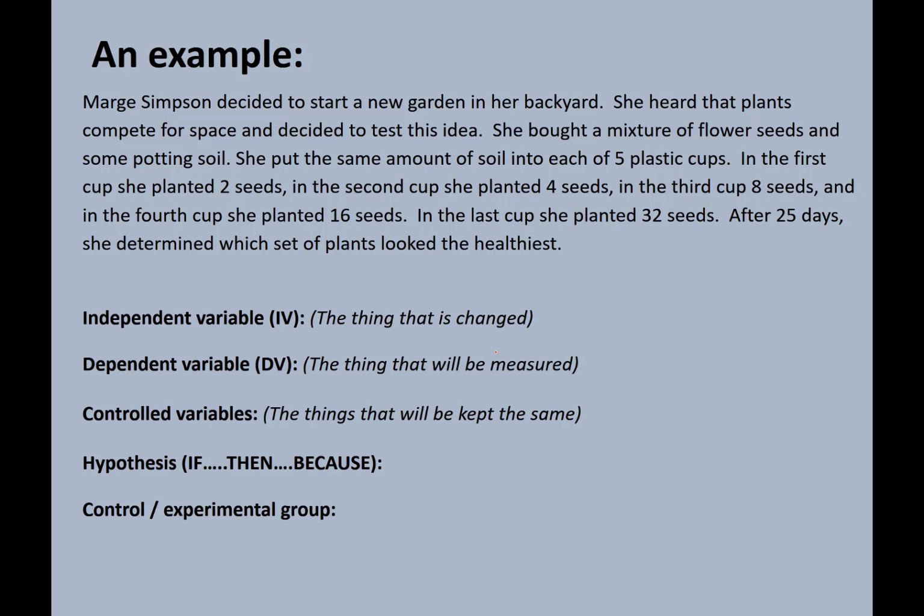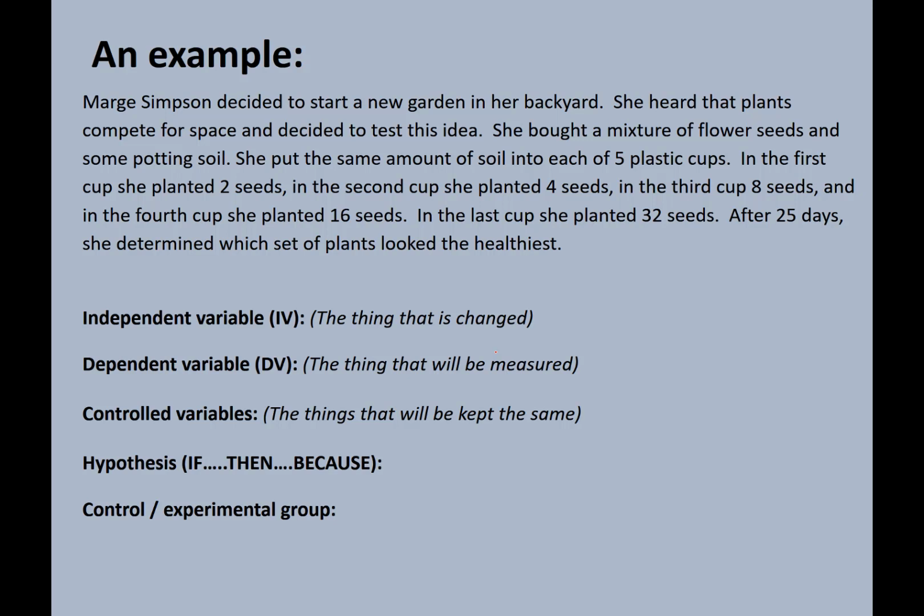Marge Simpson decided to start a new garden. She heard that plants compete for space and decided to test this idea. She bought a mixture of flower seeds and some potting soil. And she put the same amount of soil into 5 cups, and then she planted 2, 4, 8, 16 seeds, and in the last cup, 32. After 25 days, she determined which plants looked the healthiest.